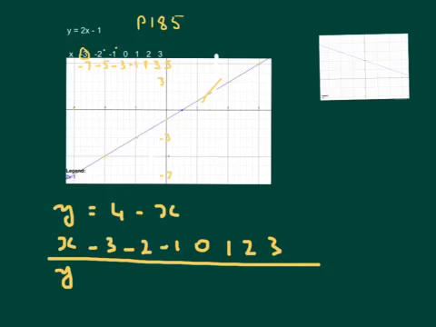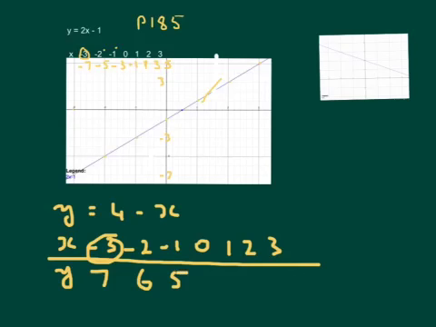Alright, let's turn to our table now. y equals 4 minus x. So when x is negative 3, what's y going to equal? Well, it's going to equal 4 minus negative 3. So 4 minus negative 3 is positive 7, isn't it? Okay, now I'm expecting the next value to go down by 1 every time, but let's just be careful. What happens when x is negative 2? So 4 minus negative 2 is positive 6. So yes, it has gone down by 1 that time.